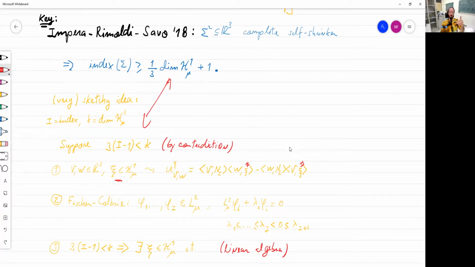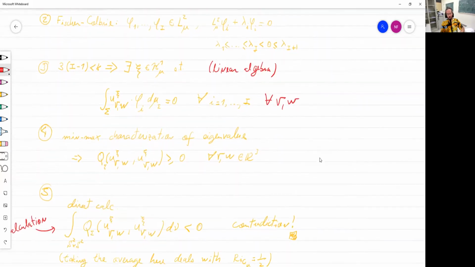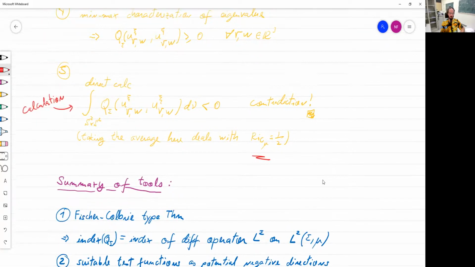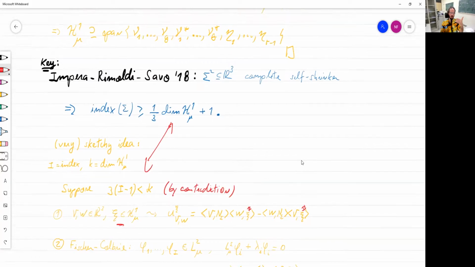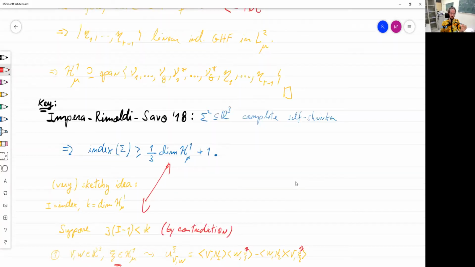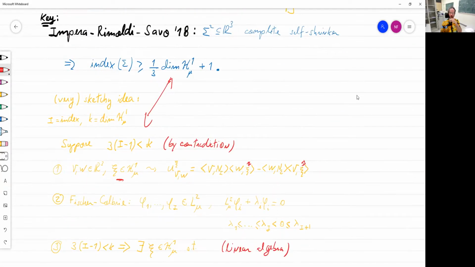For us, dimension 2 becomes relevant to construct the Gaussian harmonic one forms that detect the ends. So that concludes the proof. The result together with these Gaussian harmonic one forms proves the desired inequality.